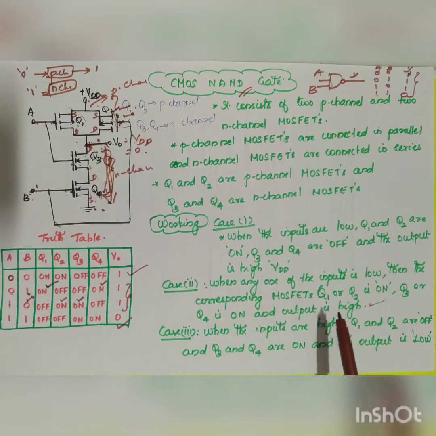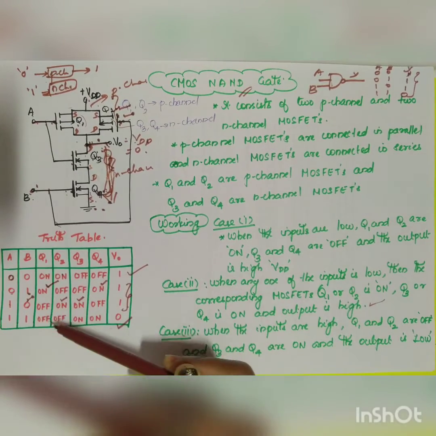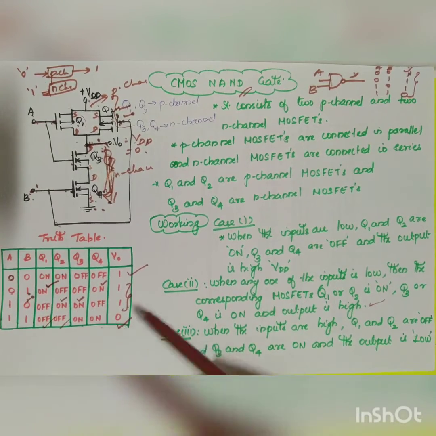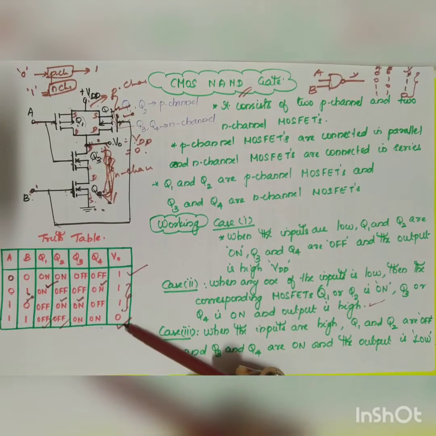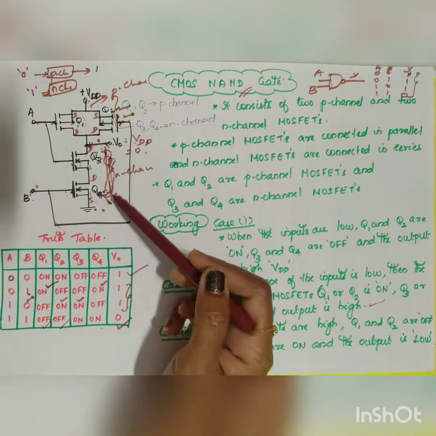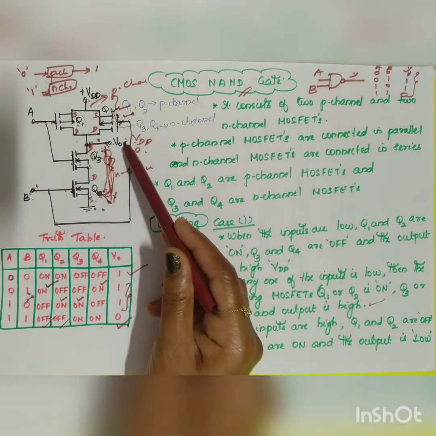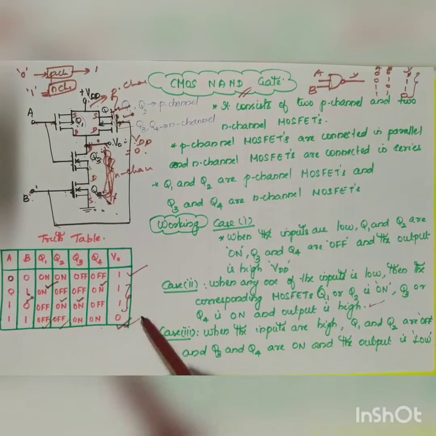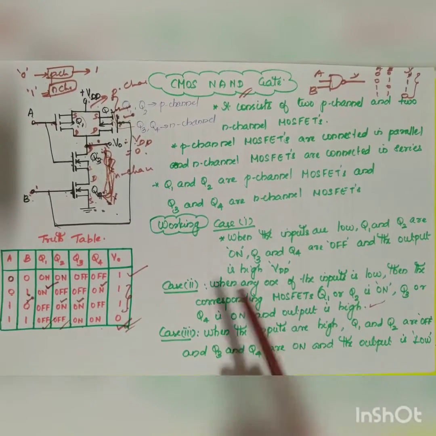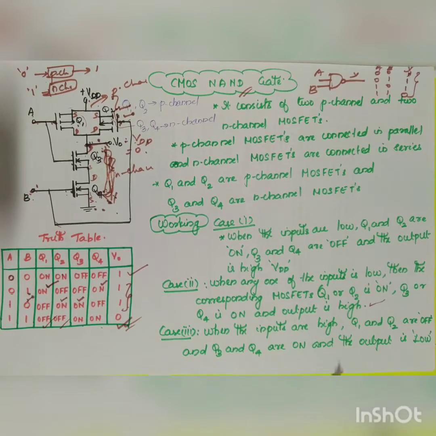Case 3, when the inputs are high, what will happen? Q1 and Q2 will go off and Q3 and Q4 will go on. What will happen to your output? Q3 and Q4 are shorted, right? So V0 will connect to your ground and you will be getting output as low. So this is your working principle of CMOS NAND gate.